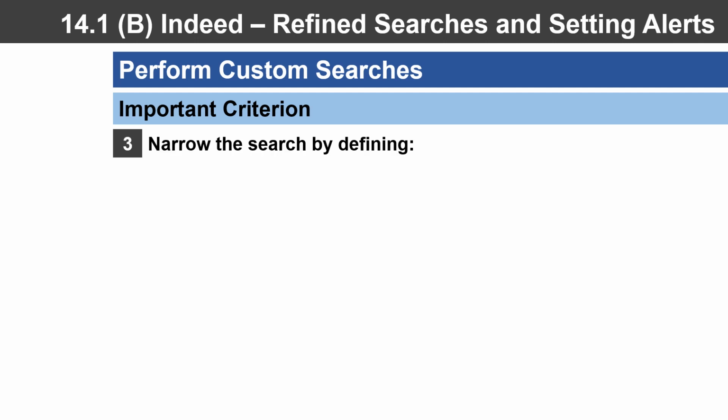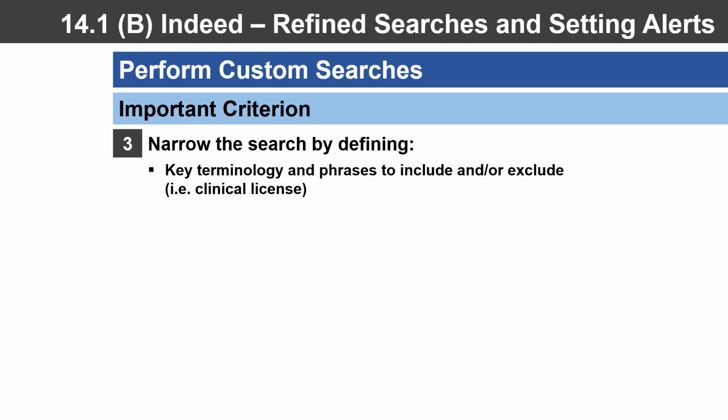What's important is that when you do click on that advanced job search, you can continue to narrow by things that matter to you, not just those things on the left that are so broad, like salary, okay? So you can actually continue to refine based on key terminology. Phrases that you would like to include, phrases you'd like to exclude. You can do one or the other, or you can do both.